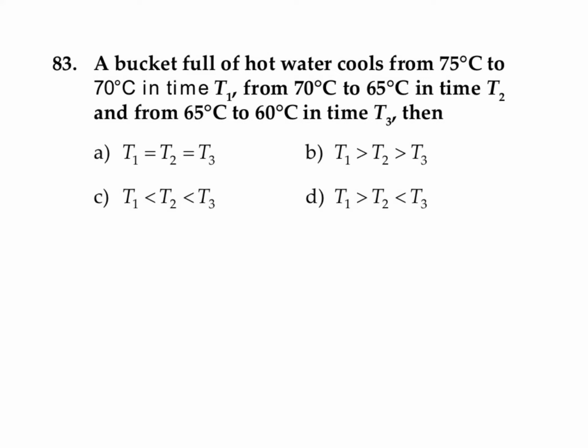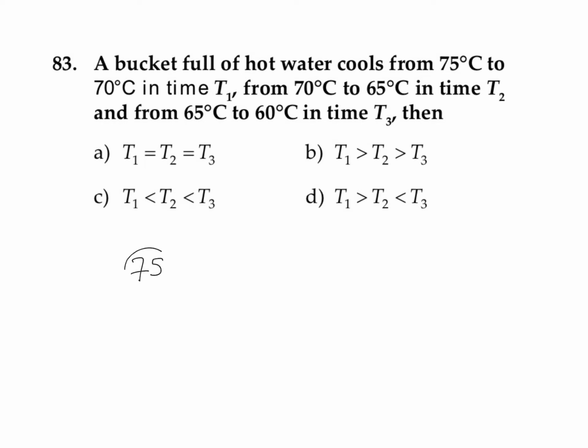In this question, it is given that a bucket full of hot water cools from 75 degrees Celsius to 70 degrees Celsius in time t1, from 70 to 65 in time t2, and from 65 to 60 in time t3. Our aim is to find the relation between their times.